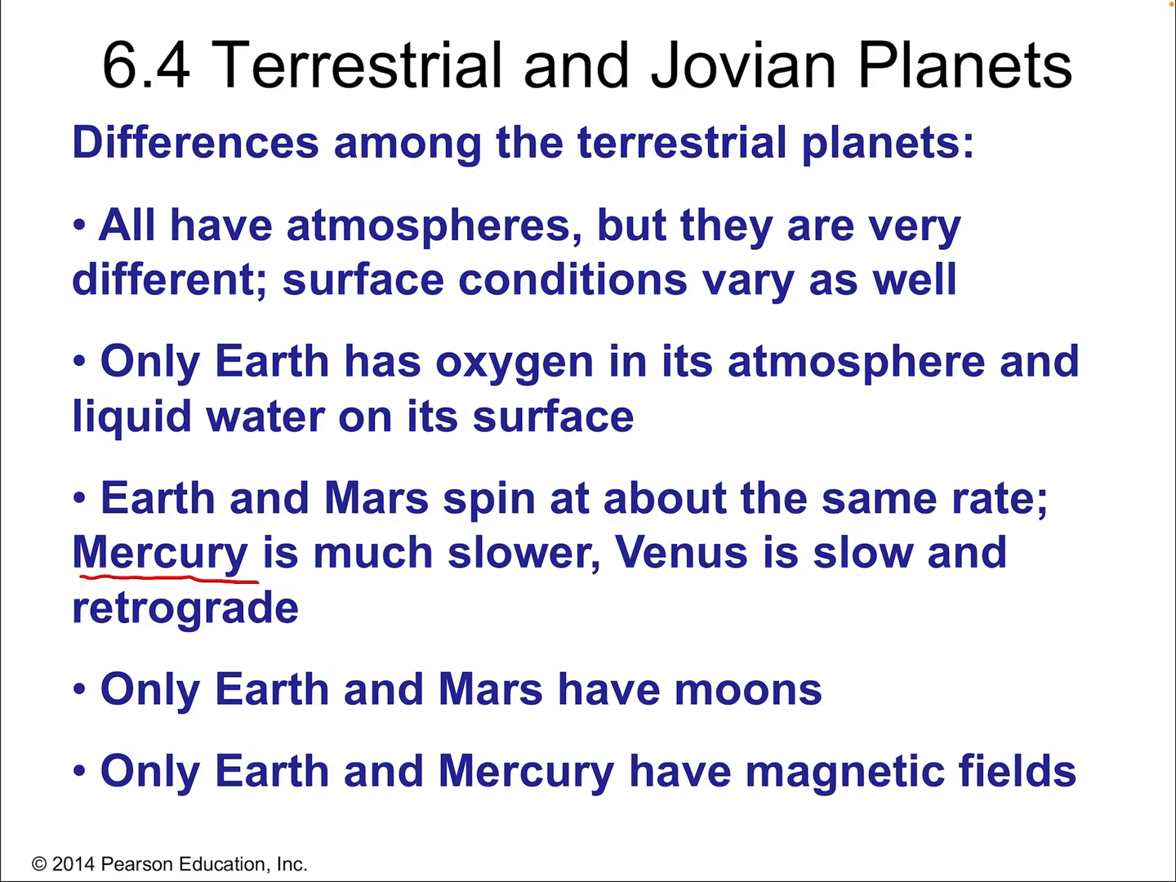Venus takes about an Earth year to complete a full day. Venus is incredibly sluggish in its rotation, very strange, okay? Only Earth and Mars have moons. Mars just really has some tiny moons, okay?